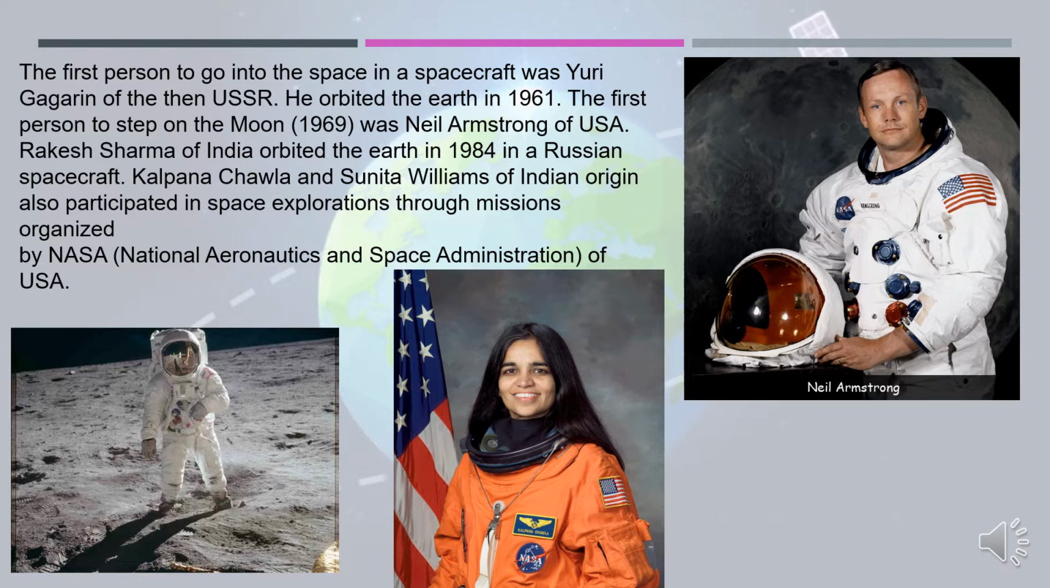Apart from that, the first person to go into a spacecraft was Yuri Gagarin. Now, he did not go outside the spacecraft, but he was in the spacecraft and he had that much guts to go into space alone and he orbited the Earth, meaning he took one complete round of the Earth in the spacecraft in 1961. Okay, so these are a few famous personalities that you need to know about. Kalpana Chawla and Sunita Williams are of Indian origin, but they also took part in space exploration organized by NASA in the USA.